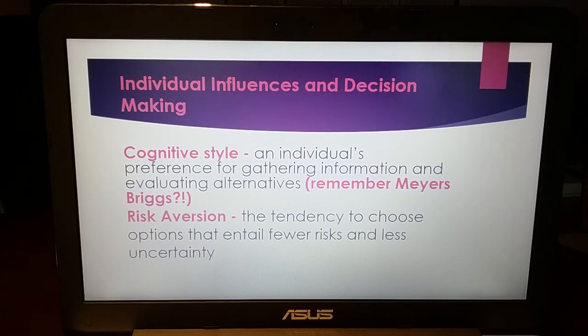Okay, so let's talk about moving on from that. Individual influences on decision making. One is cognitive style. We talked about that. Again, that's also a Myers-Briggs concept. How you process information, how you take in information, how you make decisions.